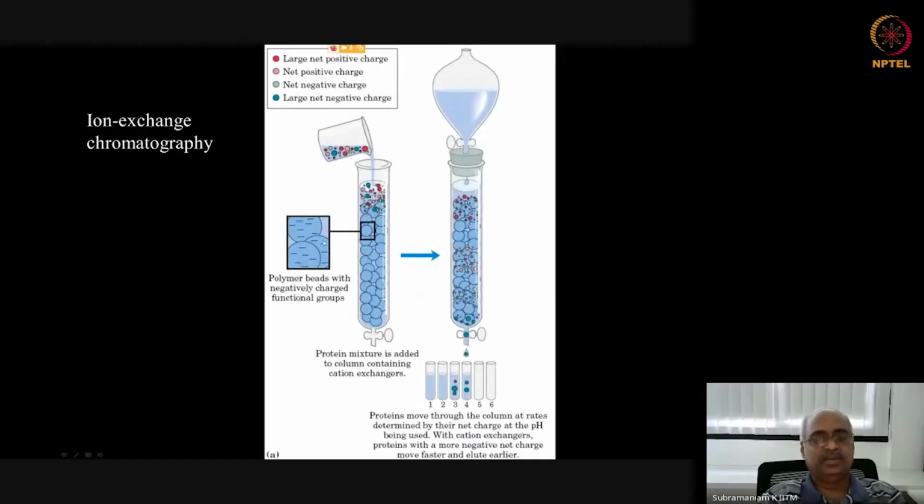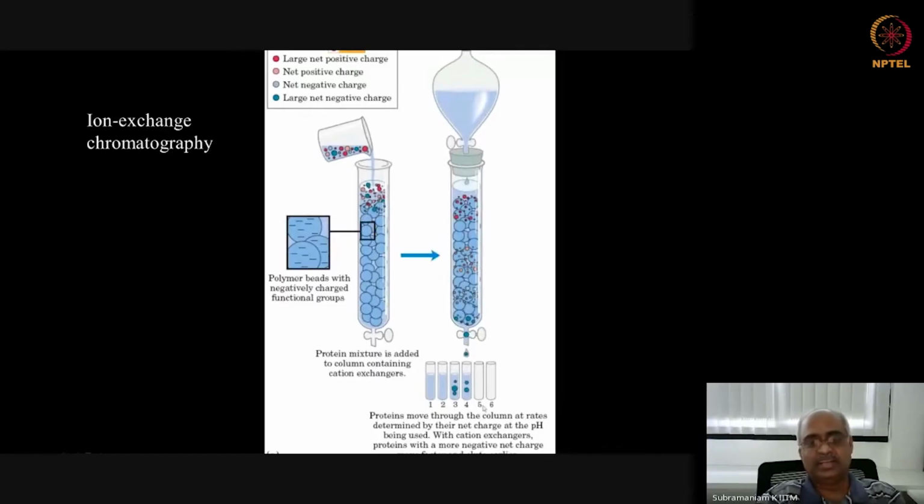So now if the column has primarily a negative charge, then what is going to happen? The positively charged ones are going to stay there. You see the large net positive has not entered yet, while this one has made some distance through it, while these two are moving out already. So this is going to come out first, and this next, and this next, and this next. So like that you can get it separated. So this is charge based separation. So here the partitioning is, since the stationary phase is negatively charged, the positively charged molecules have preference.